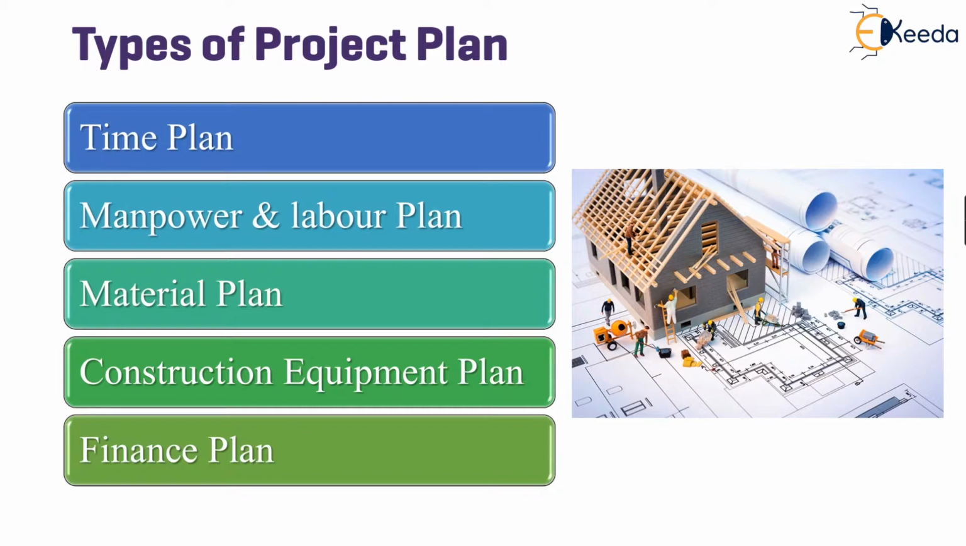Thus, at times it makes sense to have different plans for each and every criterion, like a time plan for schedule, a cost plan, quality plan, safety plan, etc. In this lecture, we will be discussing the five major types of construction project plans and some templates: the time plan, the manpower and labor plan, the material or procurement plan, construction equipment plan, and the finance plan.